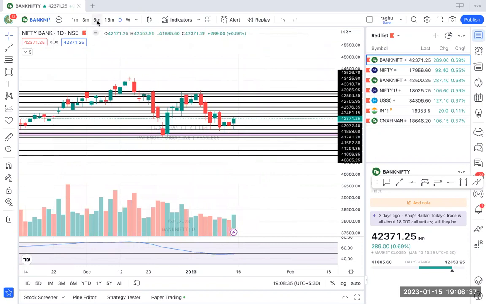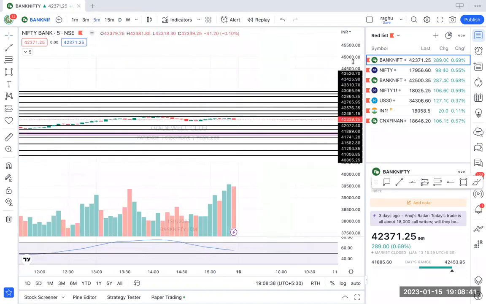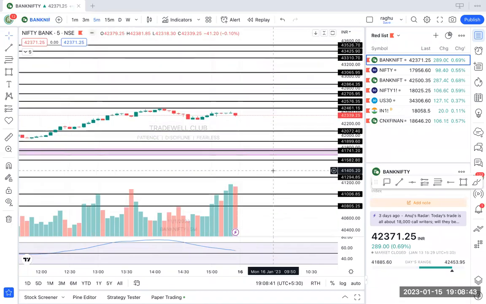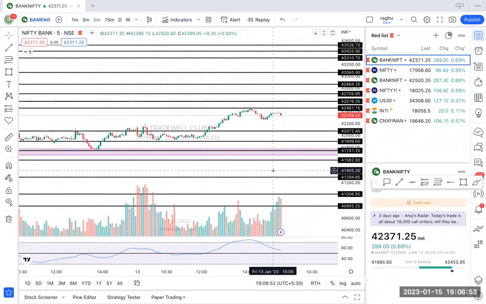If I'm seeing in a 5 minutes time frame, what is exactly happening? It is giving a small resistance and support at multiple points. So when you follow particular levels, price action is a god. When you see particular levels, you can easily make money and understand how exactly trades are going. So only two things will happen: either it will hit your stop loss or it will take your targets.